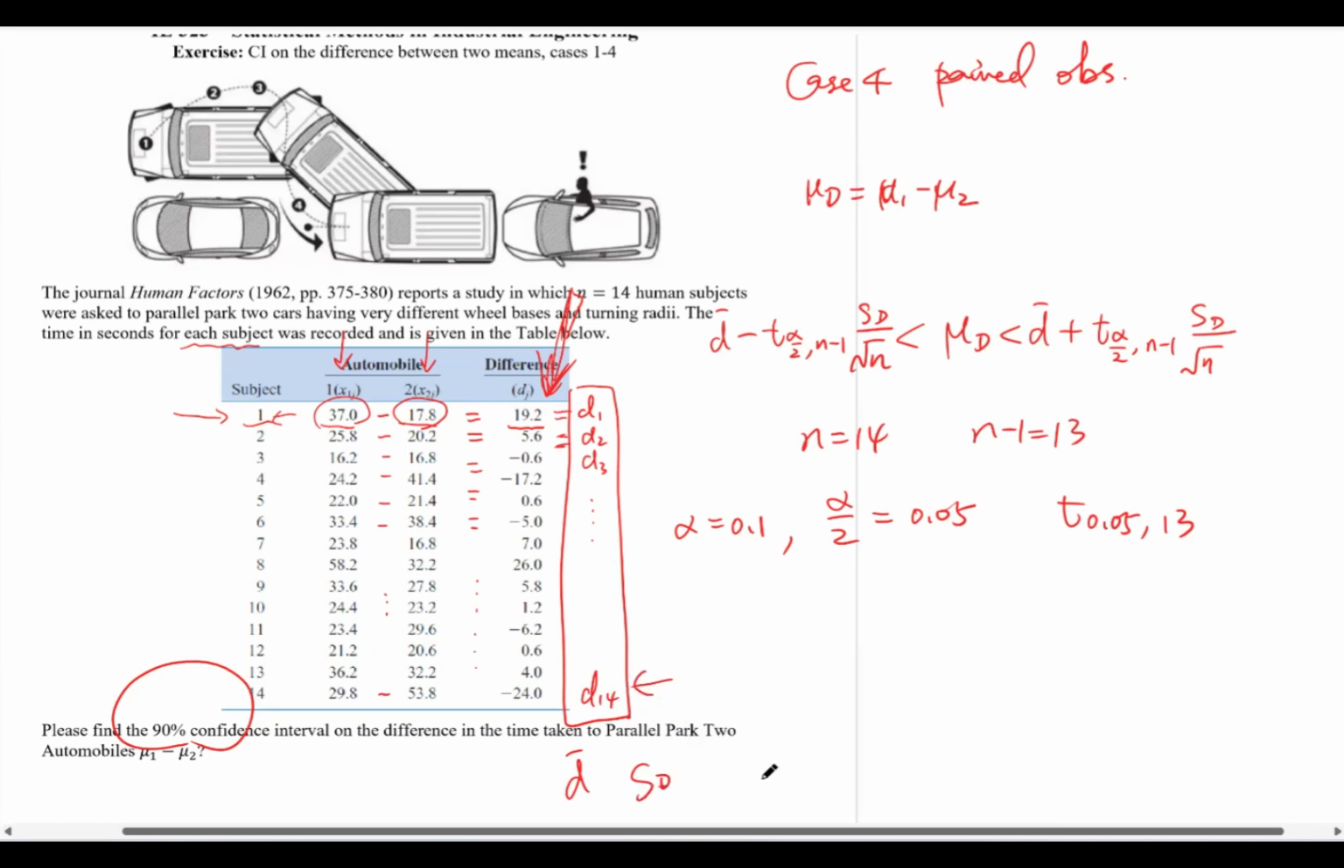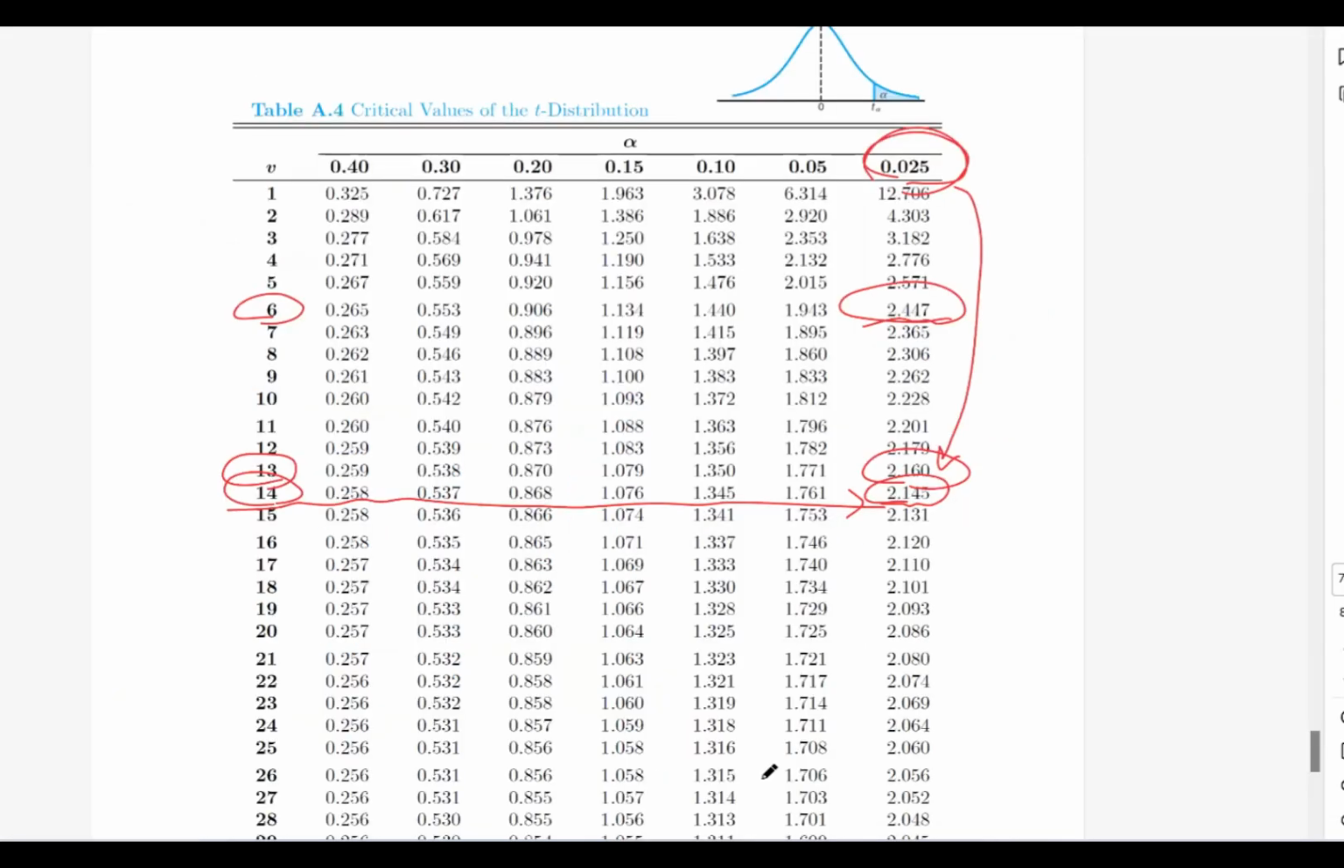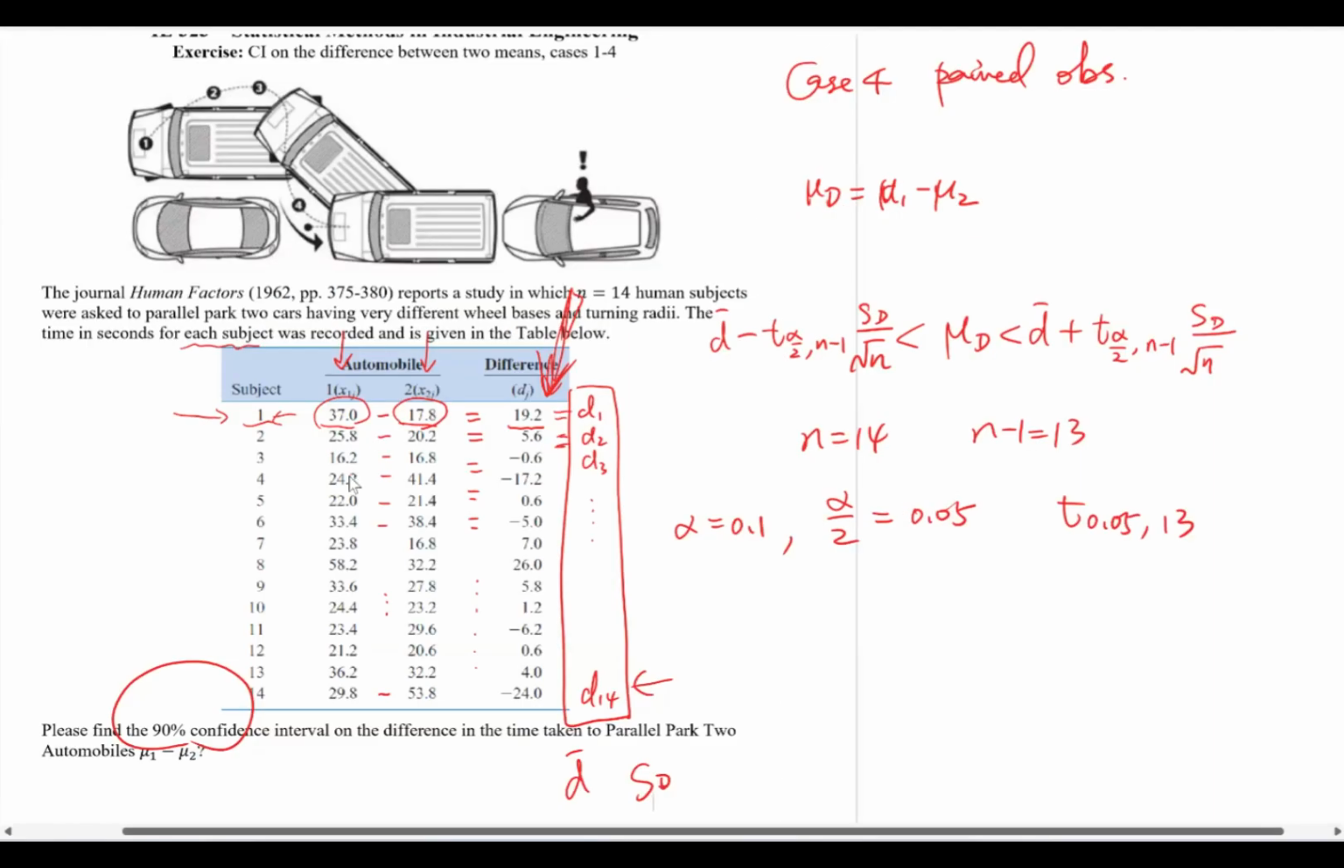Now let's check t 0.05, 13. Let's go to the t table. t 0.05, 13. 13 is right here, 1.771. So 0.05, 90% and 13. Let's go back. This equals 1.771.